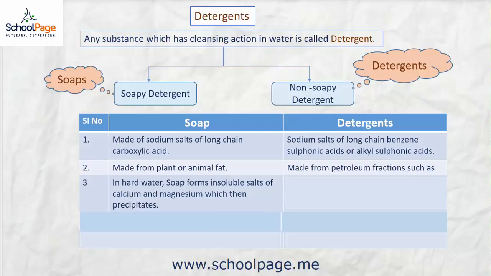And because of this, the soap is unavailable for cleansing action, because all the soap which was there in the water in the dissolved form is now precipitated along with the calcium and magnesium. And because of this precipitation, there is no soap left for cleaning, and hence dirt remains. Whereas detergents are highly efficient even in hard water, because whatever salts are produced, they are soluble, and hence detergent is not wasted. It is still there in the water to clean the cloth. So this is a very important difference between soaps and detergents.